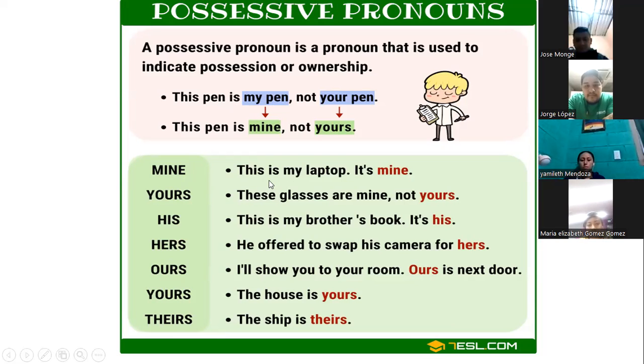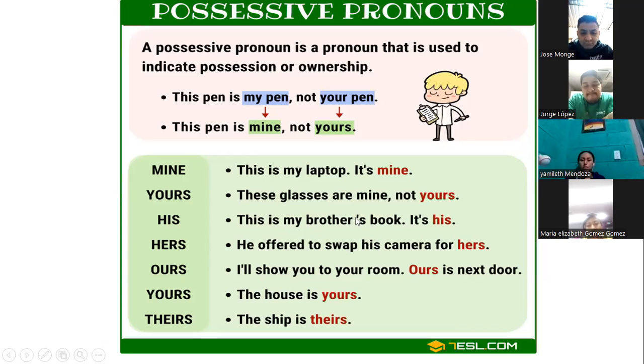Mine, this is my laptop. Esta es mi laptop. It's mine, es mía. Okay, it's mine. Yours, these glasses are mine. Not yours, okay? Estos glasses, estos anteojos, right? His, this is my brother's book. It's his, okay? Este es el libro de mi hermana.